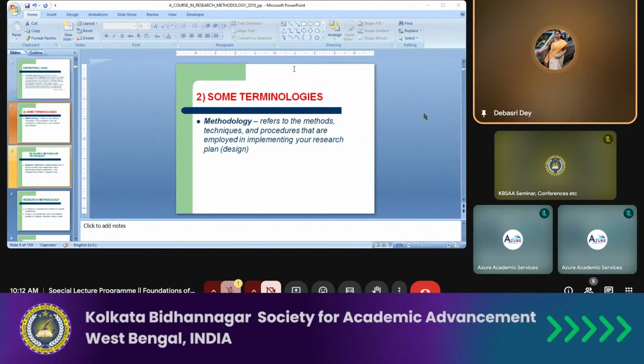Now, I hope it is quite clear which term we will use and what is the difference between method and methodology, and which word we should write while we are explaining our research concept to the external world.